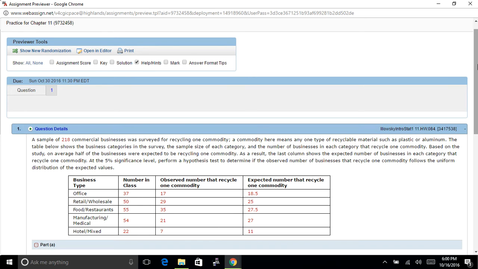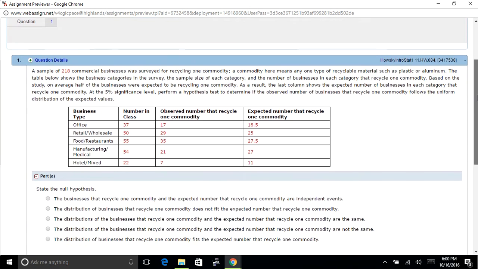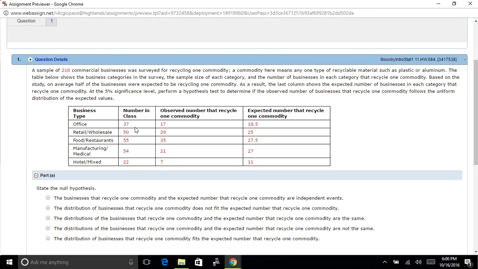At a 5% significance level, perform a hypothesis test to determine if the observed number of businesses that recycle one commodity follows the uniform distribution of the expected values. Okay, so let's look at this. So here I have business types. I have office, retail, food, manufacturing, medical, hotel, and mixed. And then I have the numbers in each class. Here I have the observed numbers, and here I have the expected numbers.